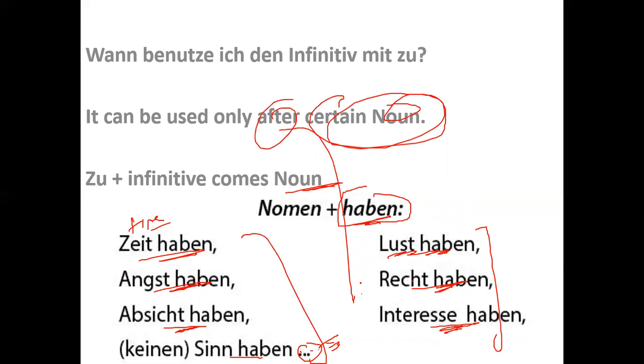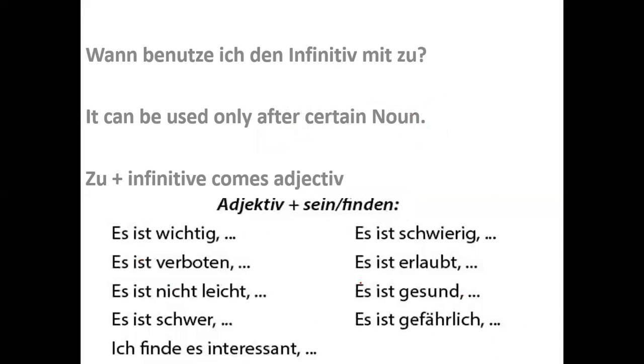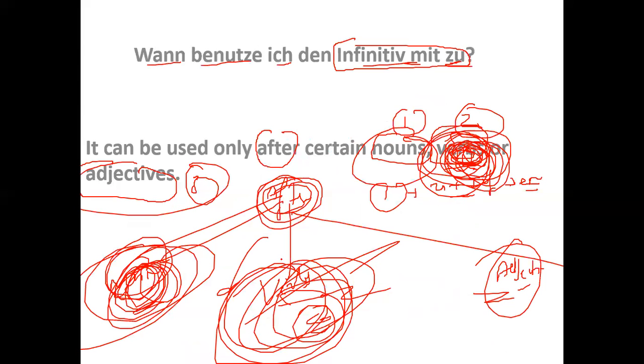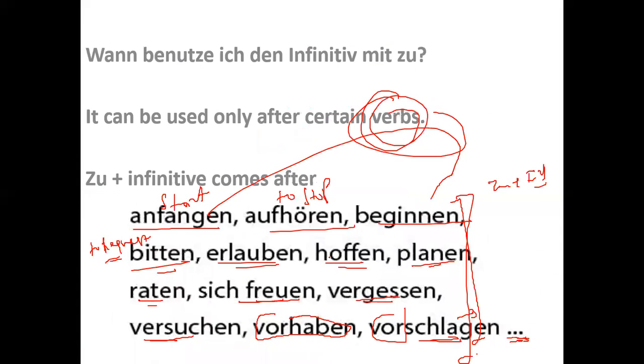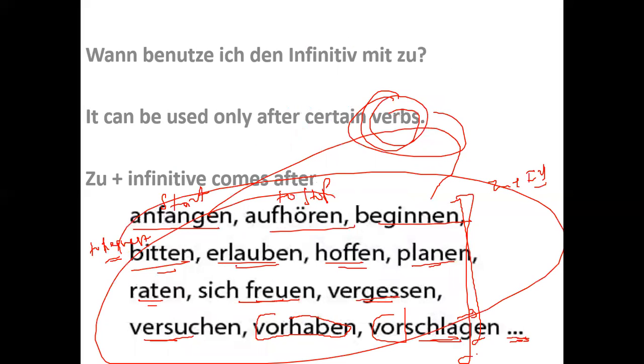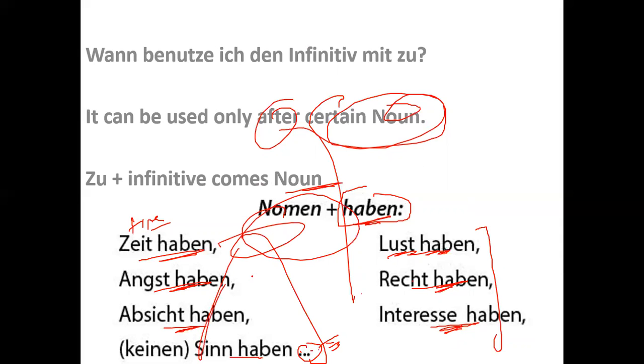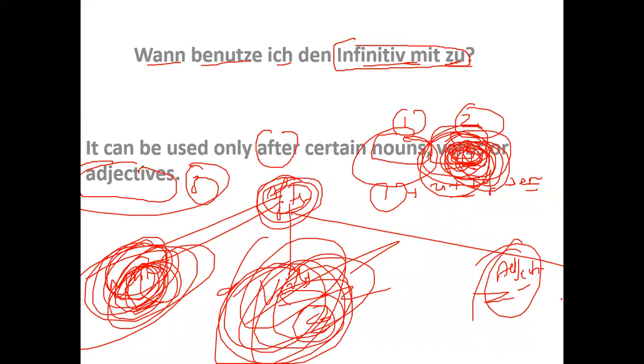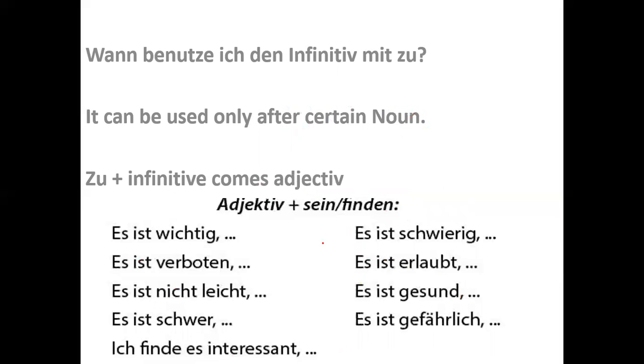We will discuss a sentence. This is just the theory of it, right? Now, third is when can we use it? I told you that there are three situations. One is verbs, which we have discussed here, all these verbs. Second is after some nouns, which we have discussed. And the third situation is after some adjectives, right? So here are adjectives for you. An adjective can be with sein or finden.